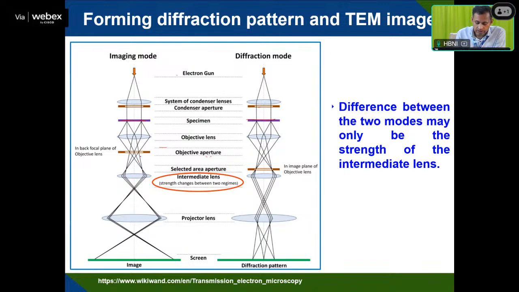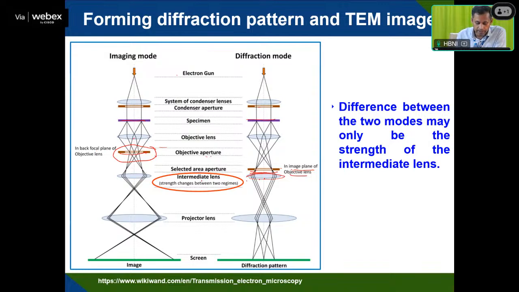You can see here the object plane and the image plane, the selected area aperture, and the back focal plane of the objective lens. The objective lens is kept here, close to the image plane. Whereas the intermediate lens is in between the sample and the image plane. This is the back focal plane, kept there.